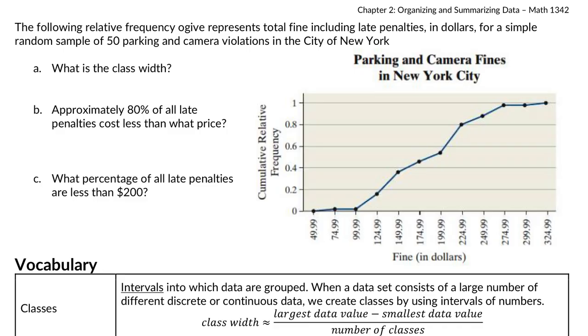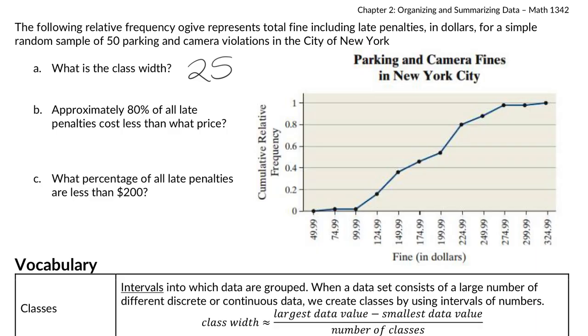So what is the class width of this data? What's the class width? I think I heard it. It should be 25. So if we go from 50 to 75, 75 to 100, 100 to 125, my class width is $25. That's how we're splitting up the different fines. Then we can start reading the ogive.